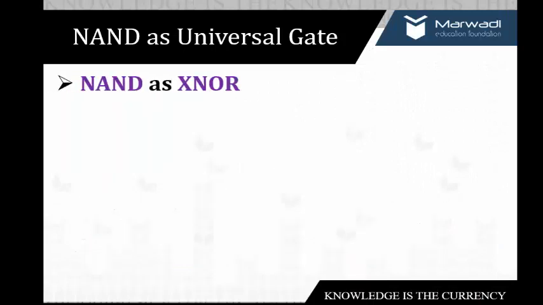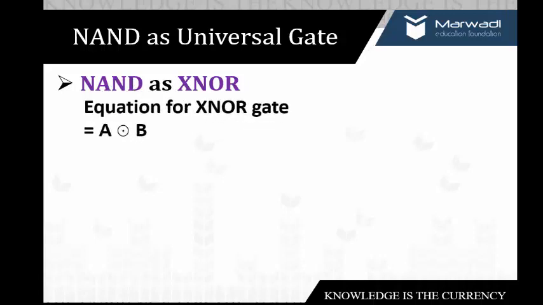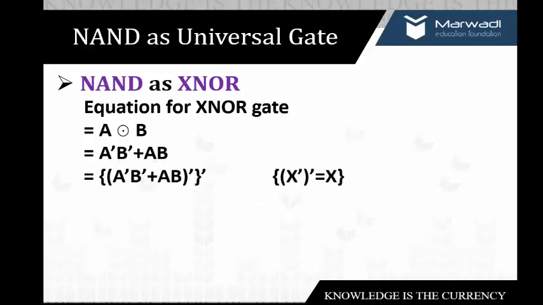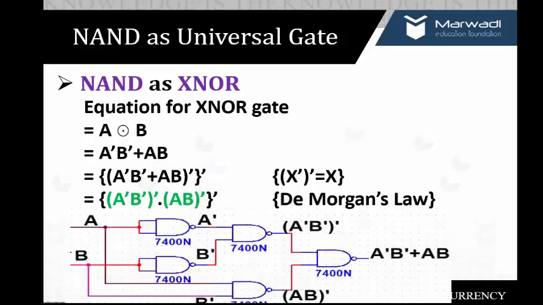The next is NAND as XNOR gate, and XNOR gate is also known as the equality detector. The Boolean expression for the same is A complement B complement plus A B. Using the same fundamental of applying the double complement to the input, we get the input back as the result. On application of De Morgan's law, we are going to get the NAND gate as XNOR gate. Now we will look in Multisim at the output of the XNOR gate.